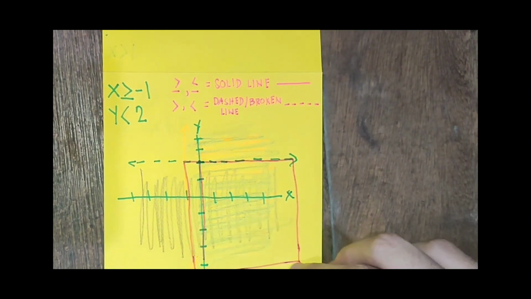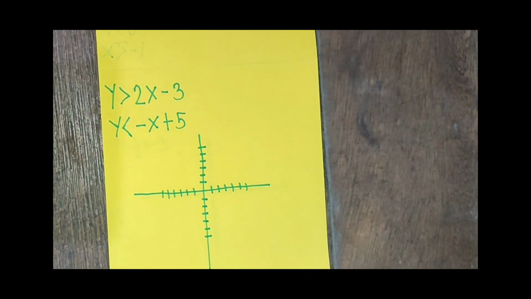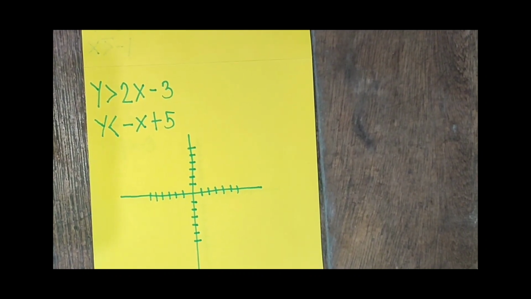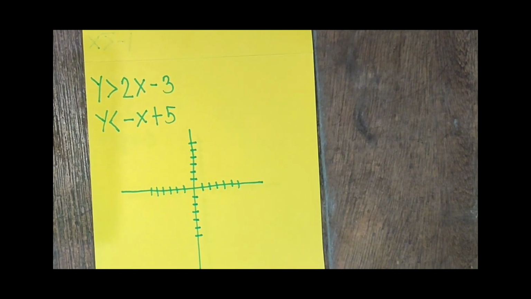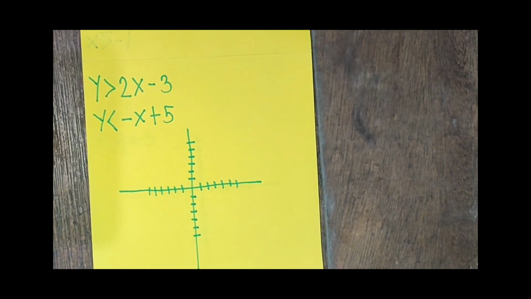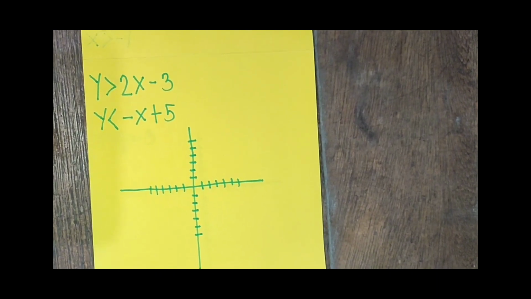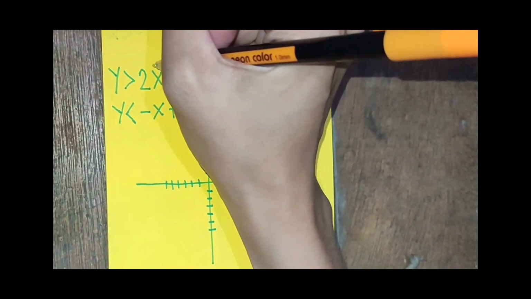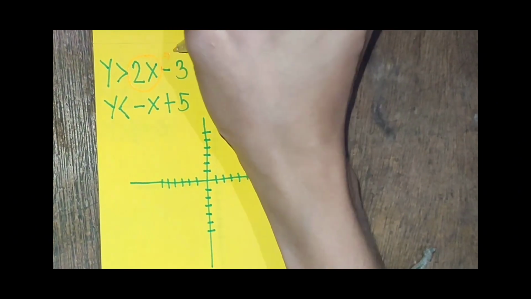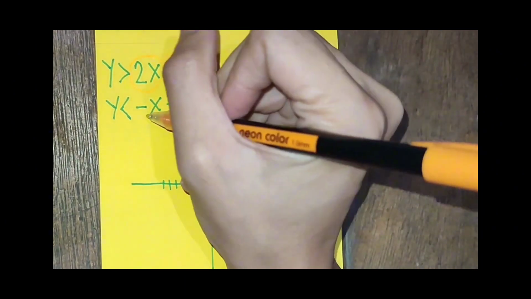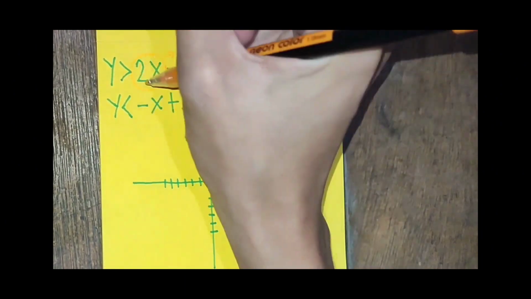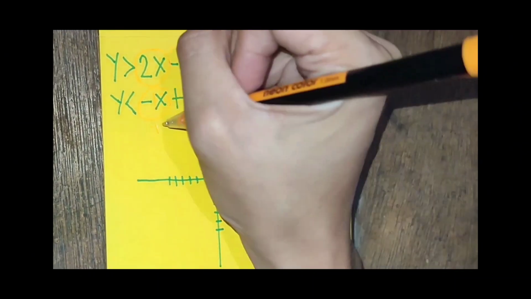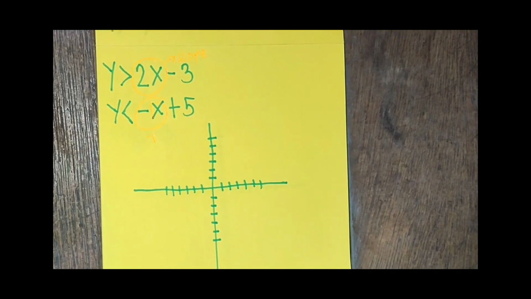So, next naman tayo. Next example is y is greater than 2x minus 3. And ang sunod is y is less than minus x plus 5. Here you go. Ang tawag dito sa may number na to is slope. Tapos ito, kahit walang number, may visible yan na 1. Kumbaga, magiging negative 1 to. Slope pa rin to. Paano natin gagawin yan sa graph?